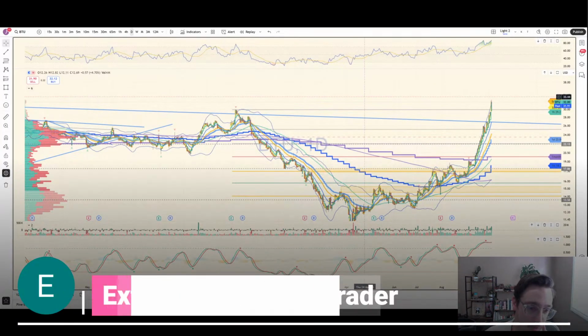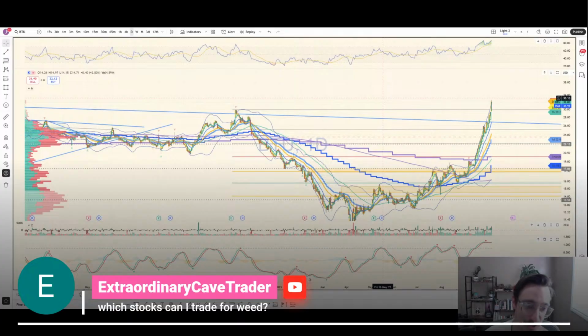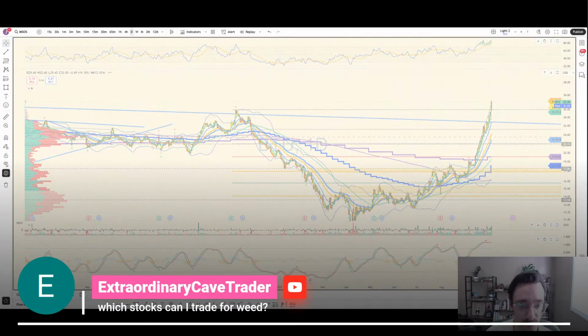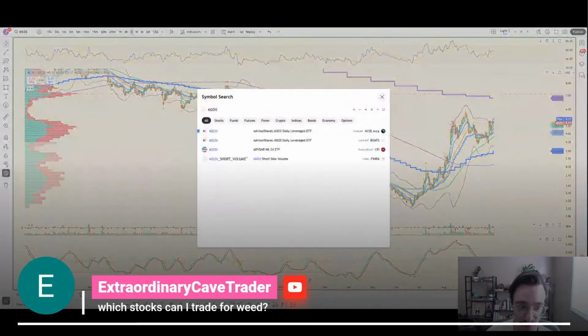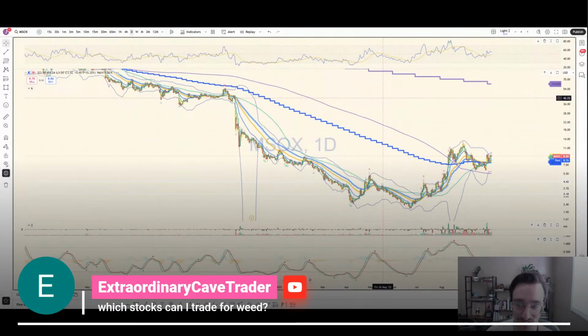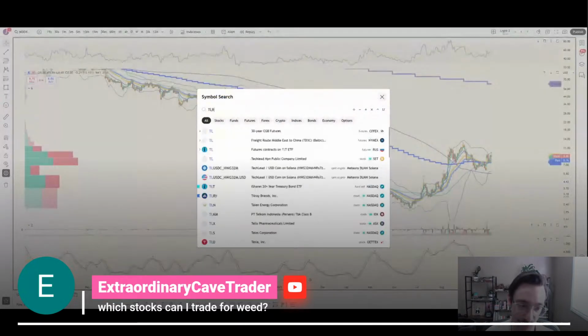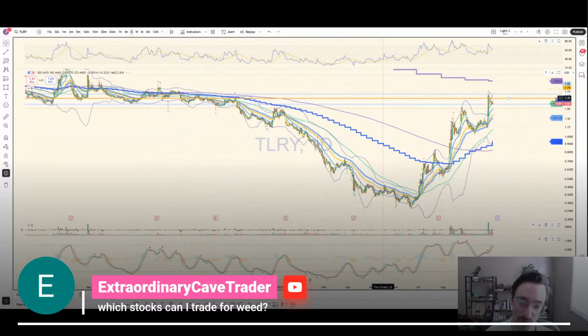What stocks can you trade for weed? You can trade the index, MSOS. If that's not degenerate enough for you, you can trade MSOX, 2x levered. Ideally, you trade the leader, which is Tilray. This one's stronger than the other ones. And I will throw you something else on your radar.